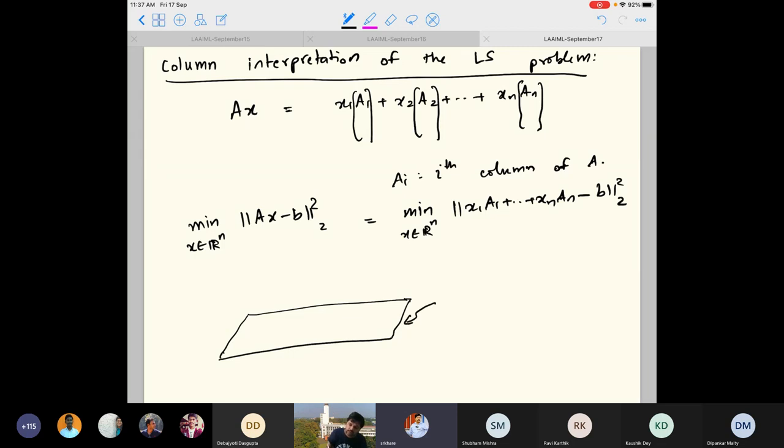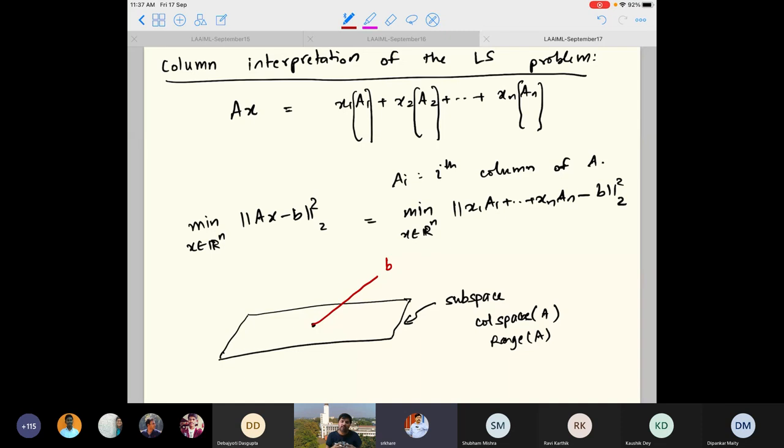So suppose this is the subspace. What is this subspace? The column space of A, or column span of A. In linear algebra you also call this the range of A. So this subspace is spanned by the columns of A. Suppose this is the zero vector here, and the vector b possibly lies outside this span.